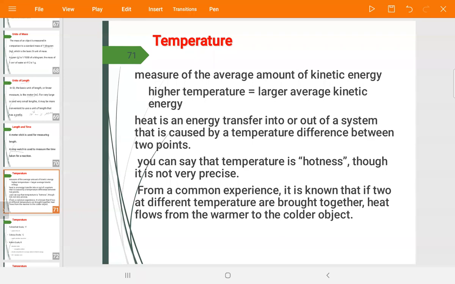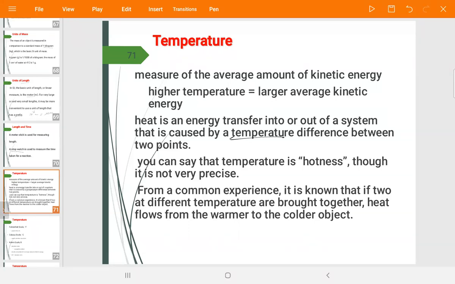Now let us define what temperature is. Temperature refers to the average amount of kinetic energy. So this is very important. It measures the average kinetic energy of particles. Heat, on the other hand, refers to the energy transfer into or out of the system. And that is caused by what? A temperature difference between two objects.